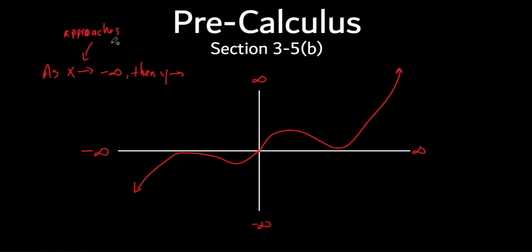All right, it approaches. So as x approaches negative infinity, what does the y do? Y approaches what? It goes down. What did we say down was? Negative infinity. So that's this end behavior right there, because it just keeps on going. Everybody see that? Right? What about this one? How would we say this? We would say as x approaches what? Positive infinity, then y approaches positive infinity. And that's the end behavior.